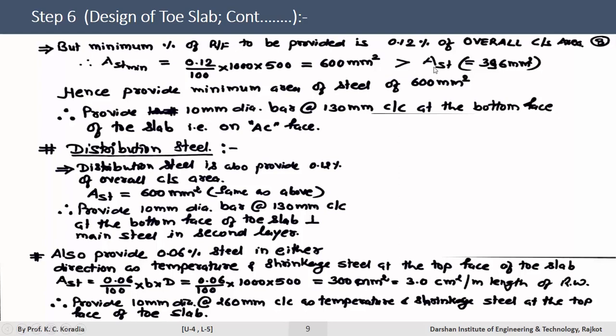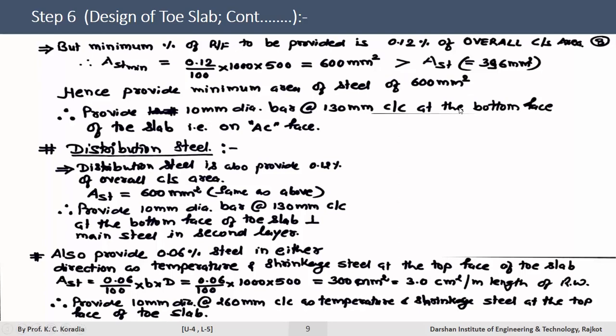Therefore, our required Ast from our previous slide is equal to 396 mm square, which is smaller than the minimum percentage of steel, which comes out to be 600 mm square. Hence, provide minimum area of steel of 600 mm square. Again, using Table number 96 given on page number 230 of SP16, we can see that 10 mm dia bars at about 130 mm center to center will satisfy our area requirement of 600 mm square.